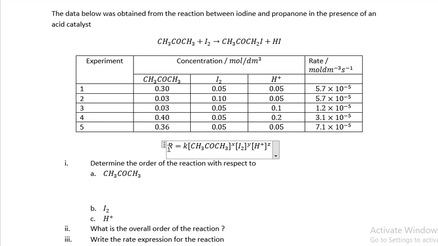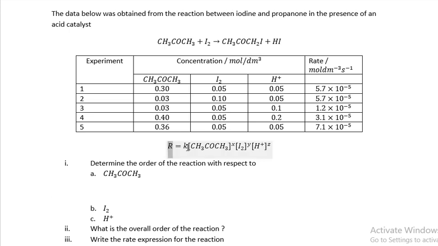That is the first thing you have to do. K is the rate constant. When we put this bracket, it represents concentration. Now this X here is the order of the reaction with respect to our propanone. Y here is the order of the reaction with respect to iodine, and Z is the order of the reaction with respect to the acid. So if you want to determine the order of the reaction with respect to these 3 different reactants, follow keenly what you have to do.